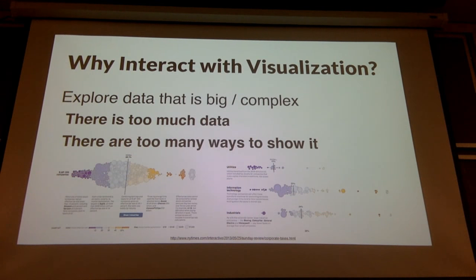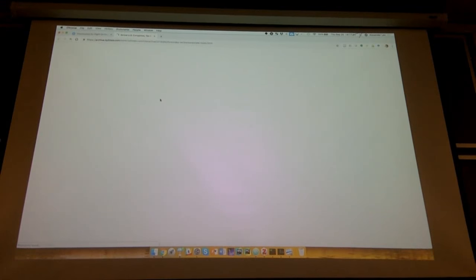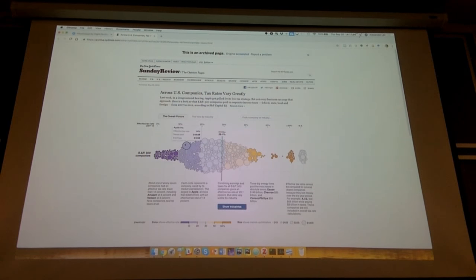So why do we actually want to interact with visualization? Because with a complex data set, it's very often not sufficient to just look at one picture. You can answer a couple of questions with one picture, but you can't really fully explore a data set. There's usually too much data in a sufficiently large data set, and there are too many ways to show it. So remember this data visualization that I showed for the corporate taxes in the New York Times. Here we had a couple of ways to interact, right? We could hover over each of the nodes and get a pretty good tooltip.